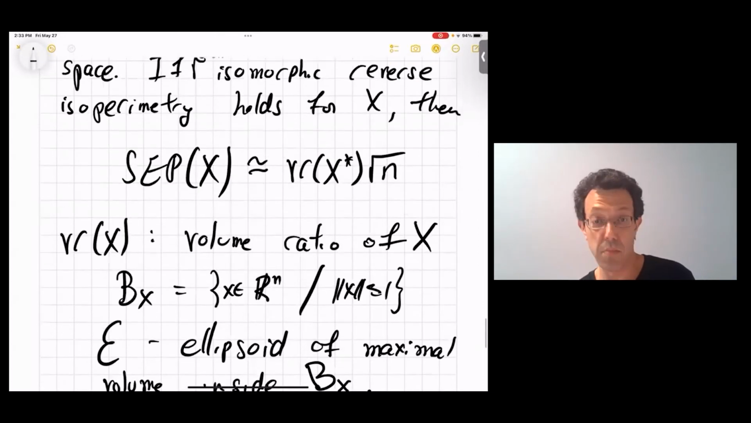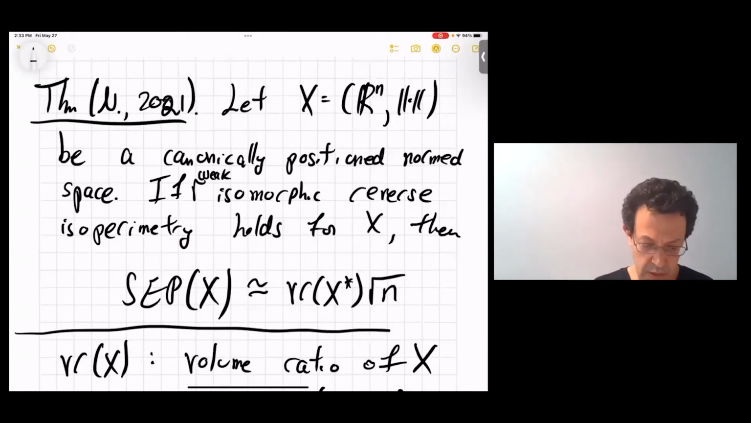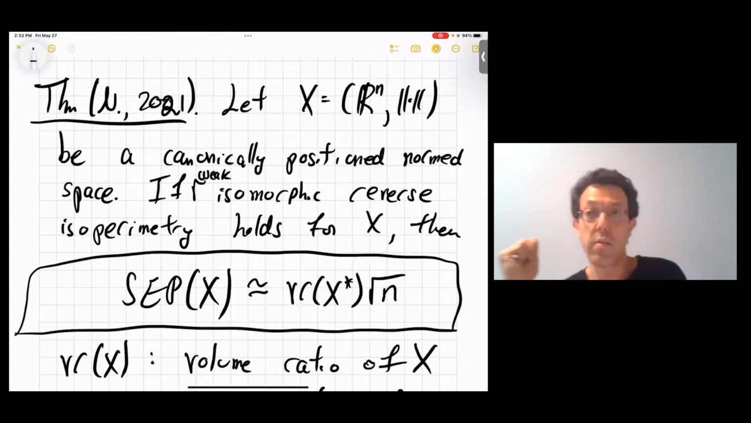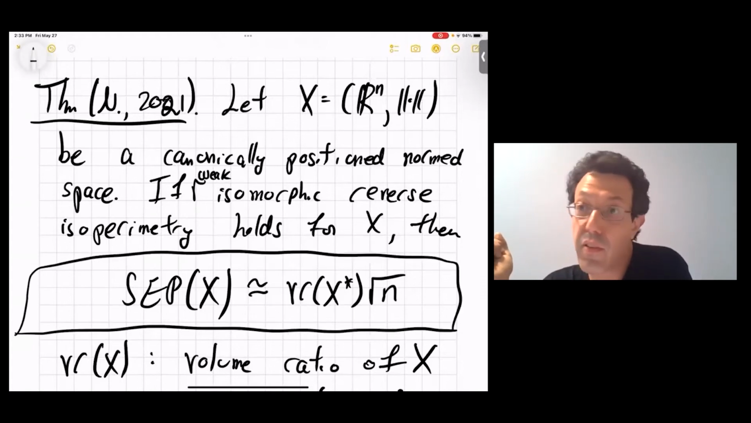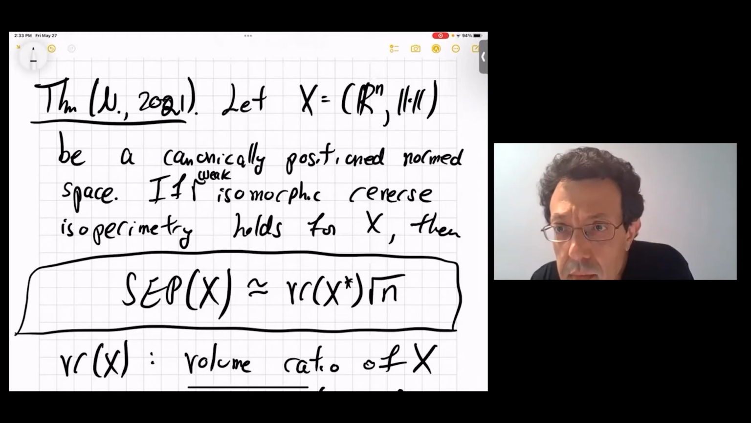And this is just really computing volumes. What the theorem says is that if you could reverse the isoperimetric theorem, as I said, then you just have a formula. This thing which seems nonlinear and complicated is just computing the volume ratio of the dual times root of the dimension.